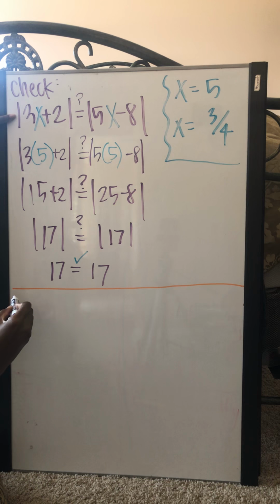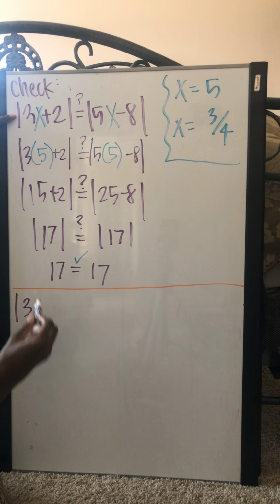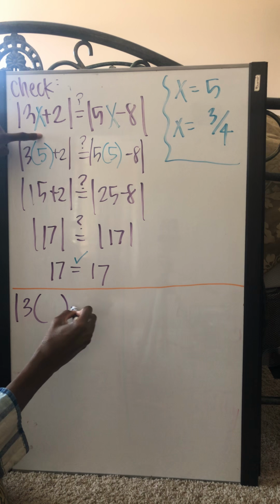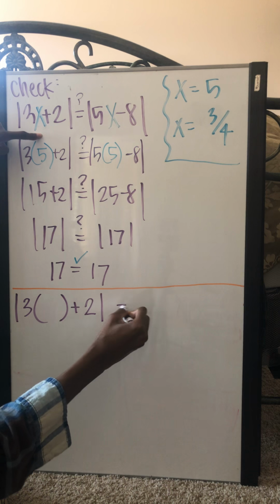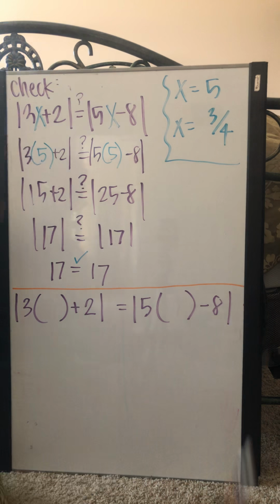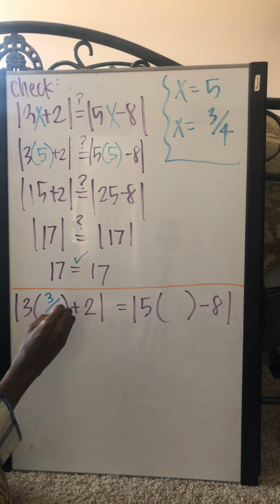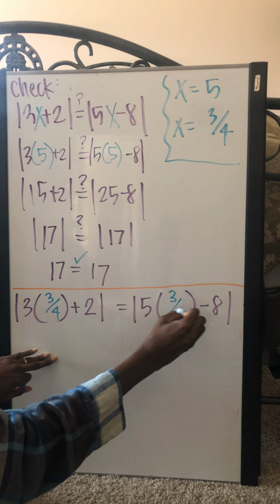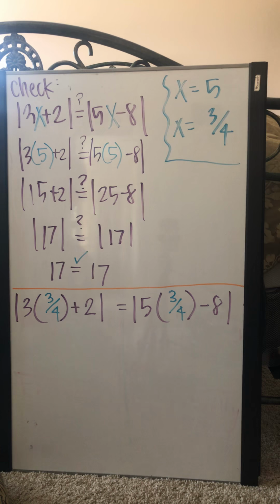So we go back to our original problem, and instead of x, we're going to write 3 over 4, and then we're just going to see if this actually worked. Whenever you plug in, you should always use parentheses. 3 over 4, 3 over 4, and our goal is to see if this is true, okay?